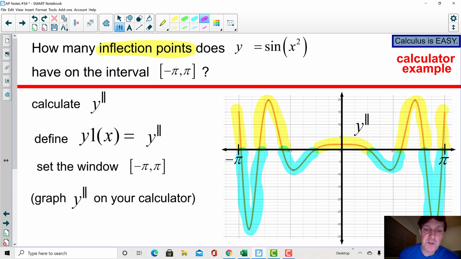Now the spots where you change from being positive to negative, or where you change from being negative to positive, those are inflection points. So every one of these points would be an inflection point on your original graph of y. I'm counting 8 points, so I would say that y equals sine of x squared has 8 inflection points on the closed interval from -pi to +pi. Now let's see how we could get this graph with our graphing calculator.